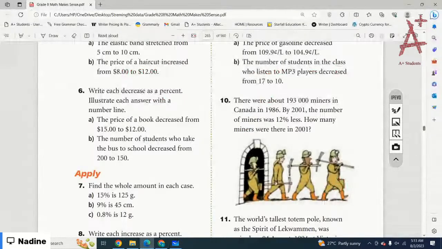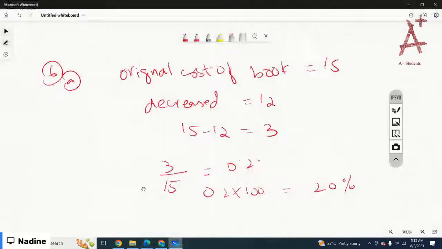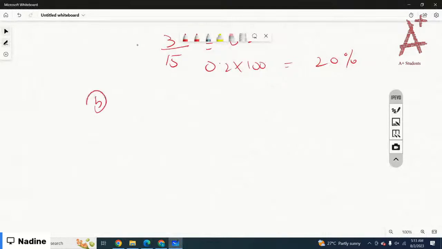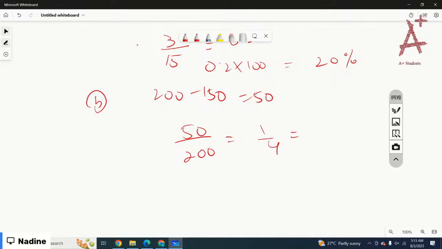Okay, the number of students who take the bus to school decreased from 200 to 150. So earlier the students were 200. Now they are 150. So 200 minus 150 equals 50, right? So 50 divided by 200 is 1 over 4. That is 25%. When you multiply 0.25 by 100, it is 25%. That means students decreased by 25%.